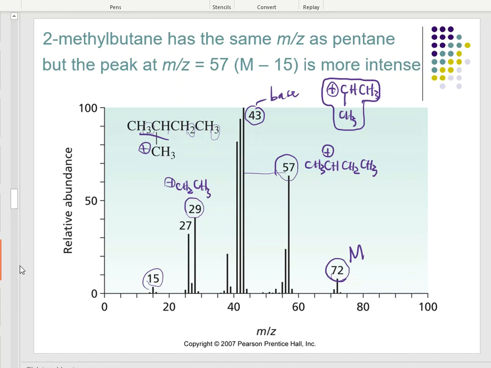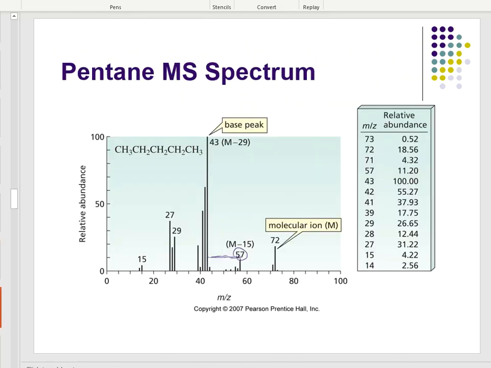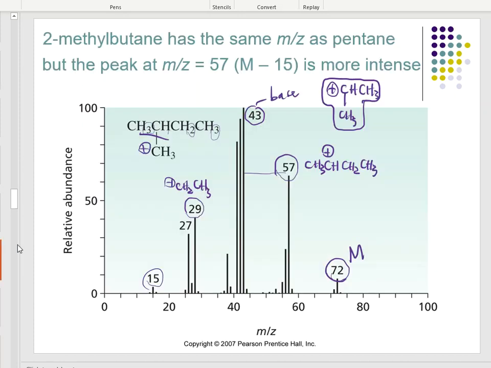Why? Let's talk about how the 57 got here. The 57 happened because we cleaved it at this spot, which means that this little bitty methyl group is going to go off on its own, and it's going to leave behind a positive charge on this big 4-carbon chain. That's where the 57 came from. If I take a look at this scenario, well, this is going to cleave off as well. This methyl group is still going to go off on its own, and we're left with a positive charge on that carbon.